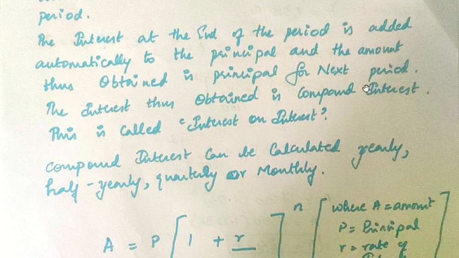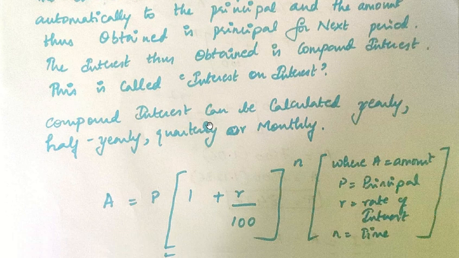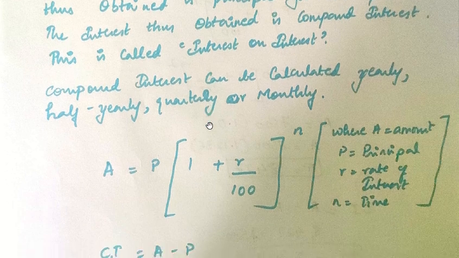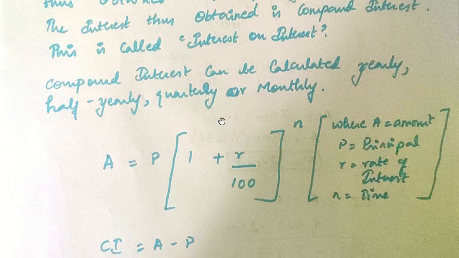The interest thus obtained is compound interest. This is called interest on interest. You keep adding your interest on interest. You keep multiplying your interest. Hence it is called interest on interest. So compound interest can also be known as interest on interest. Compound interest can be calculated yearly, half yearly, quarterly or monthly.